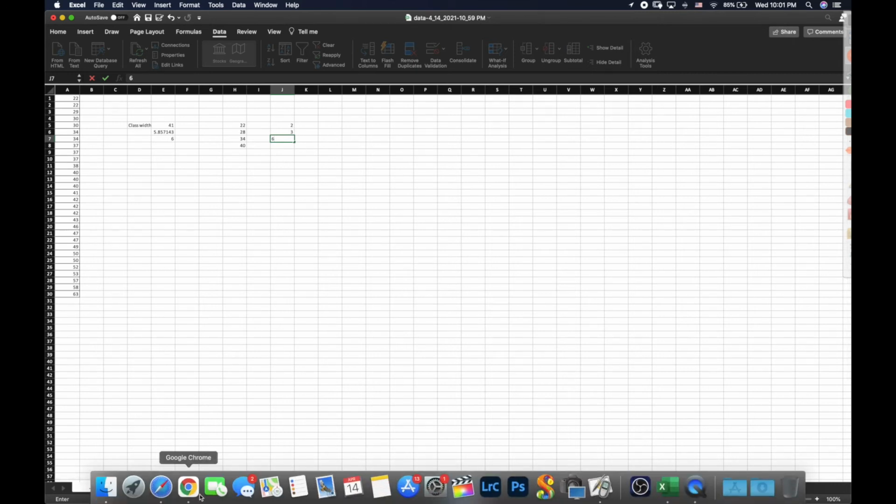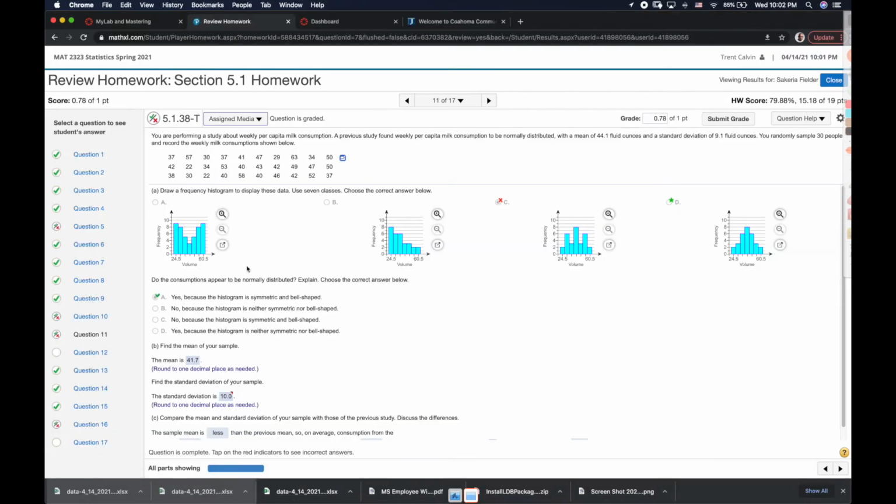So let's go back and look. 2, 3, and 6. Correct answer is D. Okay. So this is symmetric. So it's going to give me a bell shape. Okay.